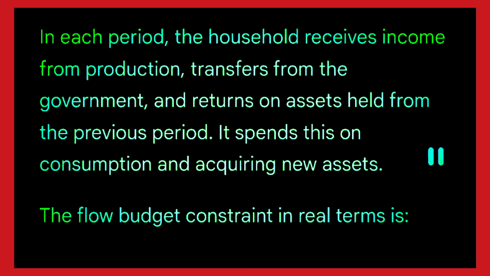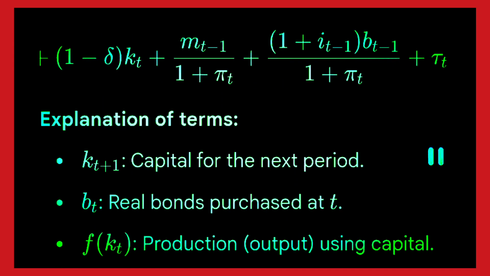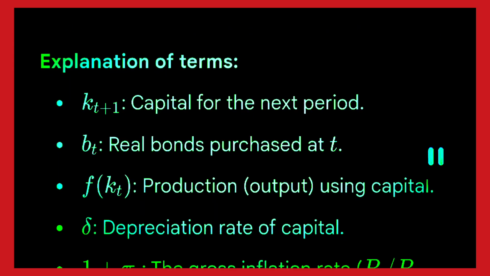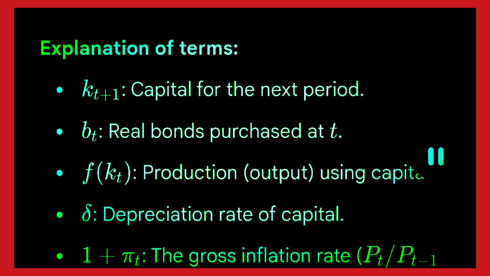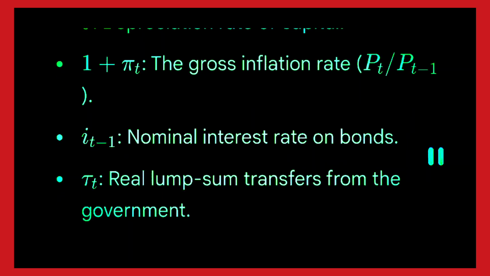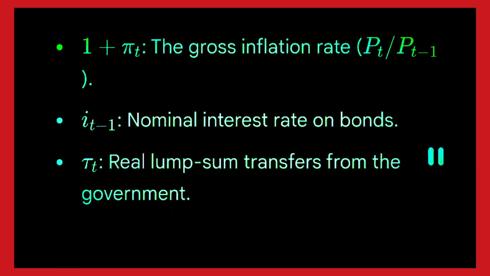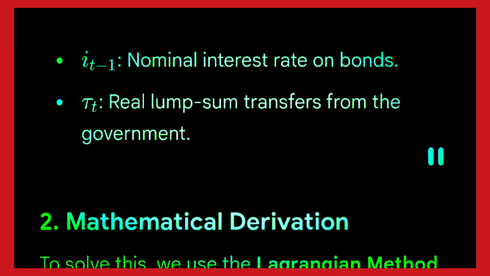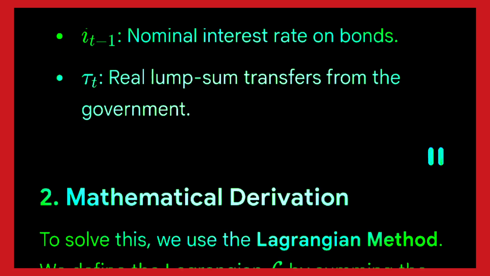B_t, real bonds purchased at t. F(K_t), production output using capital. Delta, depreciation rate of capital. 1 plus pi_t, the gross inflation rate, P_t/P_{t-1}. i_{t-1}, nominal interest rate on bonds. Tau_t, real lump sum transfers from the government.